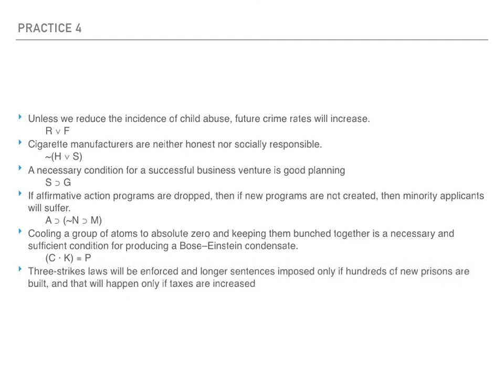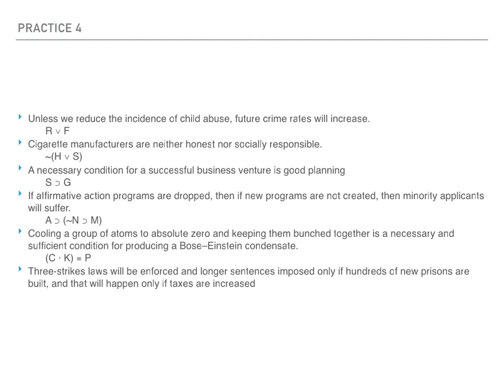Okay, so what about this final sentence here? It says three strikes laws will be enforced and longer sentences imposed only if hundreds of new prisons are built. And that will happen only if taxes are increased. So this is a kind of sentence that I see a lot of people having trouble with when they are first starting. And this is that last conjunct there, and that will happen. So what is the that referring to here? Is something that people really find confusing, and often they take it to be referring back to the entire conditional statement which was coming before.